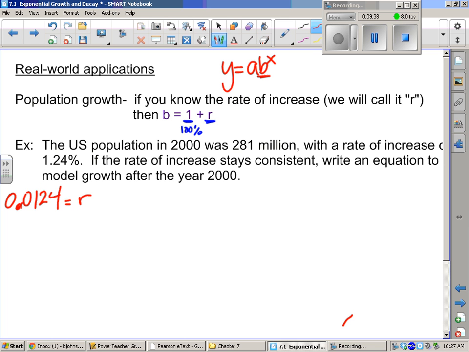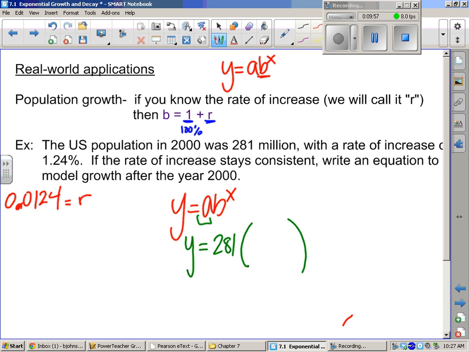If the rate of increase stays consistent, write an equation to model the growth after the year 2000. So remember that the exponential growth equation is this. A always represents your starting amount, and they tell us that right in the paragraph there. It's 281 million. Now the B is going to be equal to 1 plus your rate of increase. So that is 1 plus 0.0124 because we changed that percentage to a decimal. That is 1.0124.